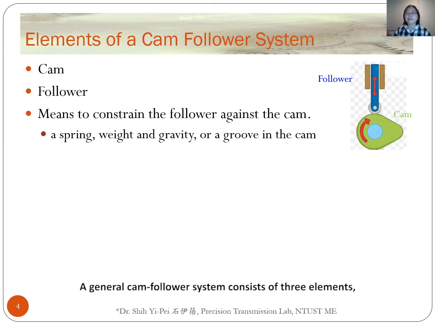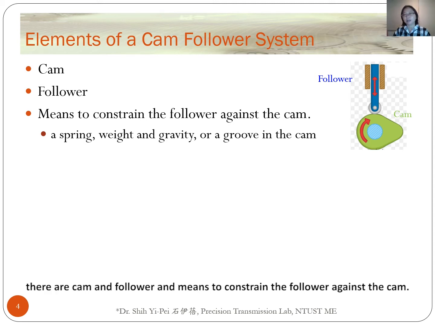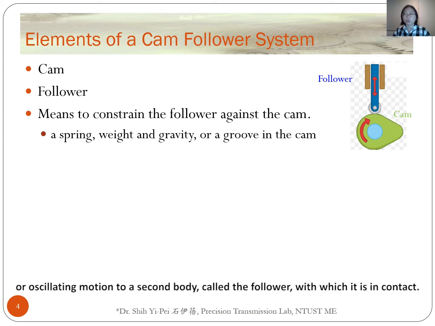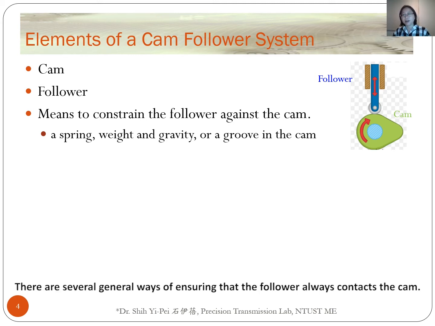A general cam-follower system consists of three elements. There are the cam, the follower, and the means to constrain the follower against the cam. A cam is a reciprocating, oscillating, or rotating body that imparts reciprocating or oscillating motion to a second body, called the follower, with which it is in contact. There are several general ways of ensuring that the follower always contacts the cam.